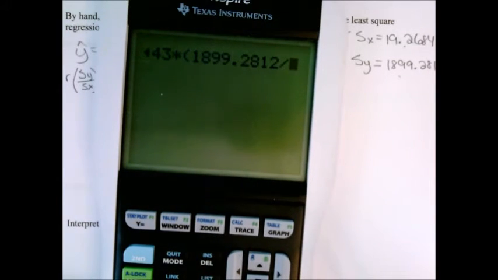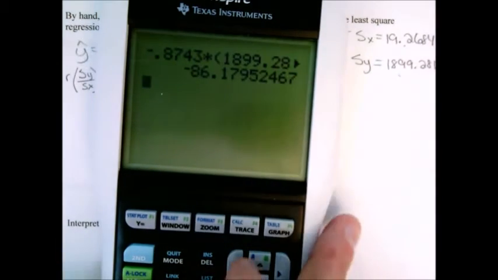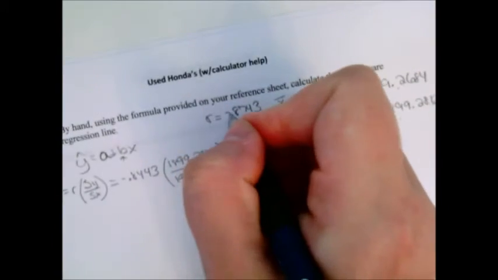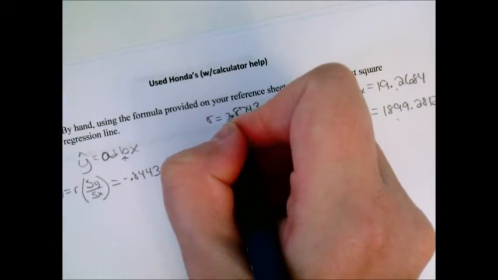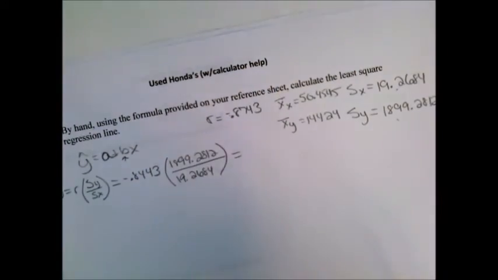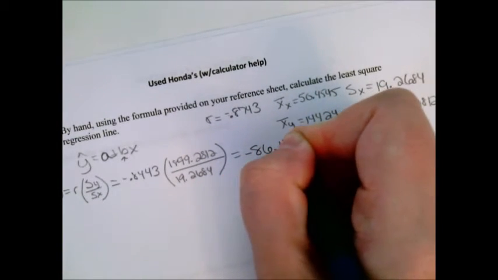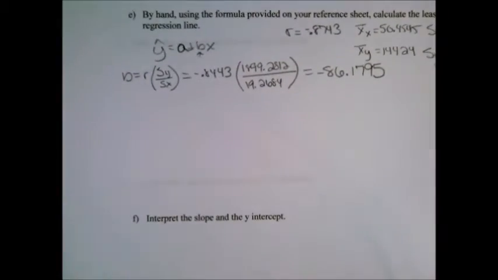Divided by 19.2. I think I forgot to put the decimal in the right place. There it is. And I get a negative slope of 86.1795. And again, I'm not surprised it's negative because my r was negative. And if you look back on your graph, it's going downhill. So your slope is going to be negative 0.861795. Alright, again, refresher, Algebra 1.